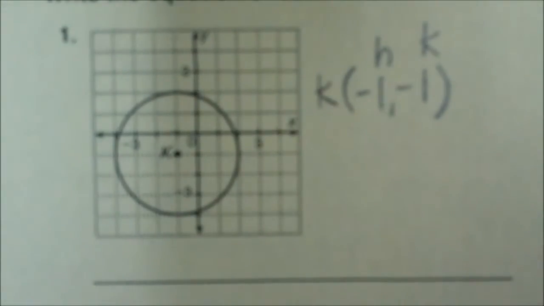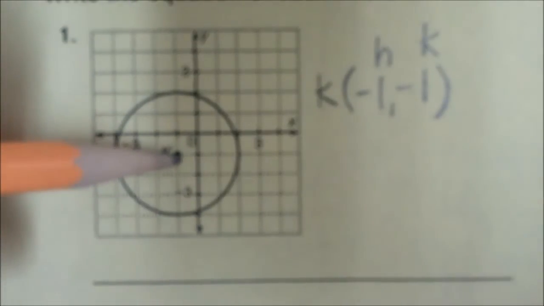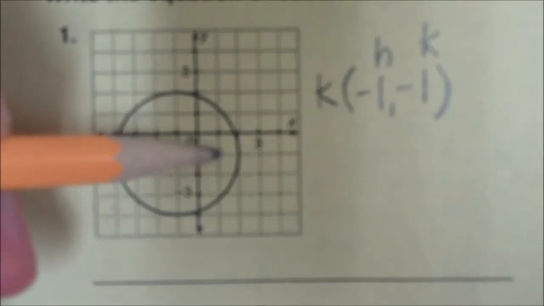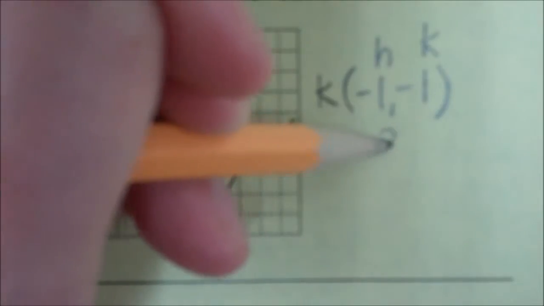I then have to identify my radius. Remember, the radius is from the center to the edge of the circle. So we're going to count the units, 1, 2, 3. So it'll be 3 units all the way around, even if I start from here and go this way. 1, 2, 3. So my radius is going to be 3 units.